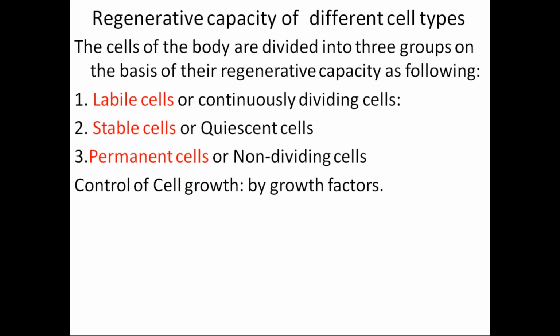Stable cells or quiescent cells. These stable cells are the cells which regenerate only when necessary, that is, when the parenchymal cells of that tissue are destroyed, like liver. Okay, liver cells are stable cells. Permanent cells are non-dividing cells. Okay, these never regenerate, like neurons and cardiac muscular cells. These are permanent cells. Okay, all these cells' growth will be controlled by the growth factors.